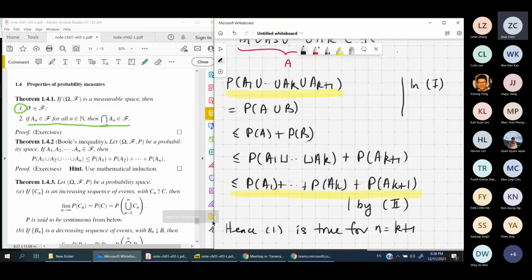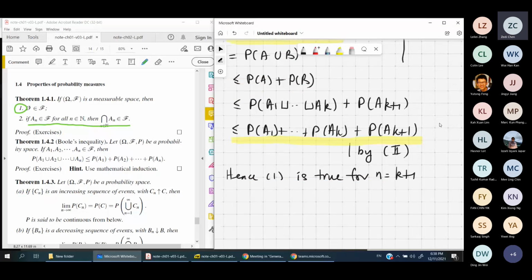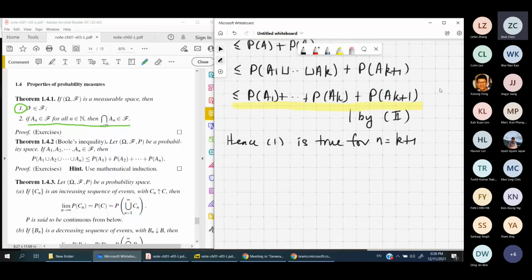By going through this three-step process, 1, 2, 3, we can have a final conclusion. Hence this formula 1 is true for all integers. So that is the method of what is so-called mathematical induction.